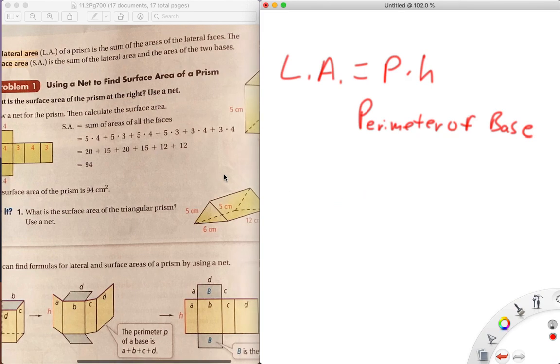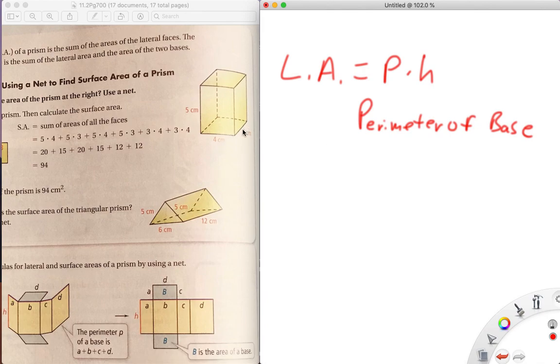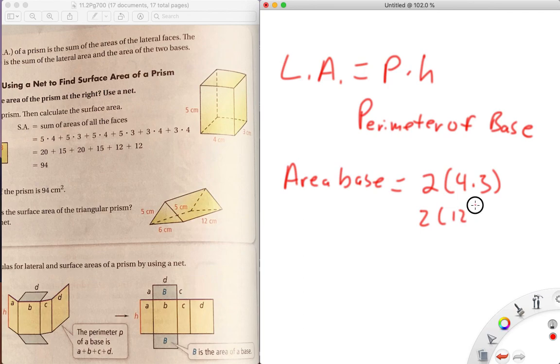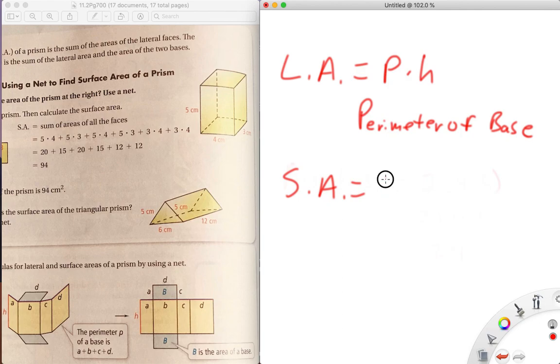When we talk about the area of the bases, if we look down here, we have 4 times 3 on the bottom and 4 times 3 on the top. So the area of the bases in this case would be 2 of them, right? 2 times 4 times 3. Since there's 4 times 3, it'll be 2 times 12, or 24. Since there are 2 bases for a prism, we multiply the area of that base times 2. And that gives us the surface area. So the surface area is equal to the lateral area plus the area of both of the bases, or 2 times the base.